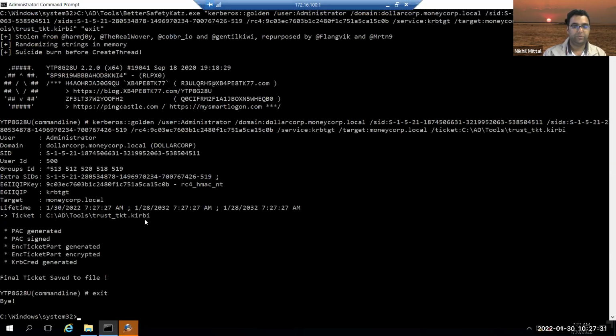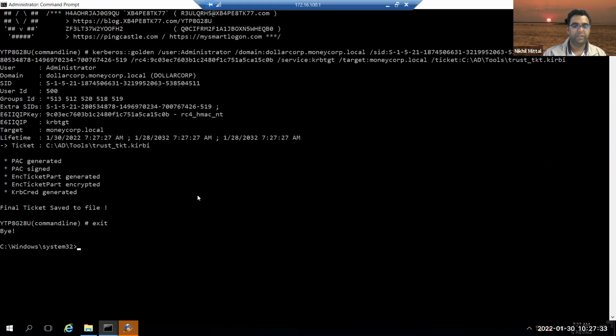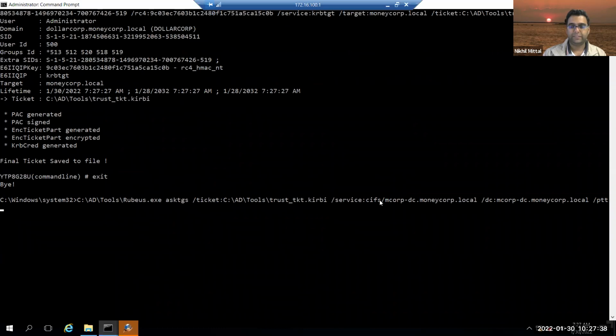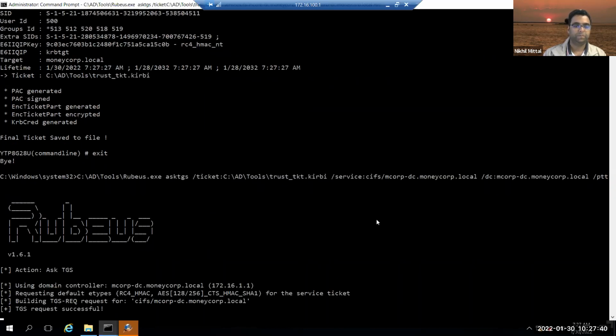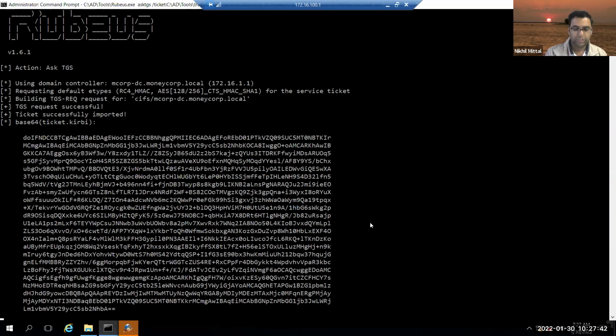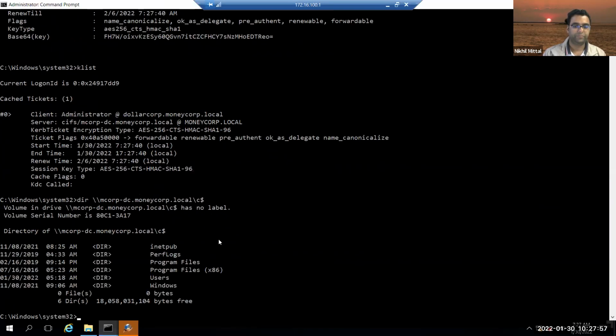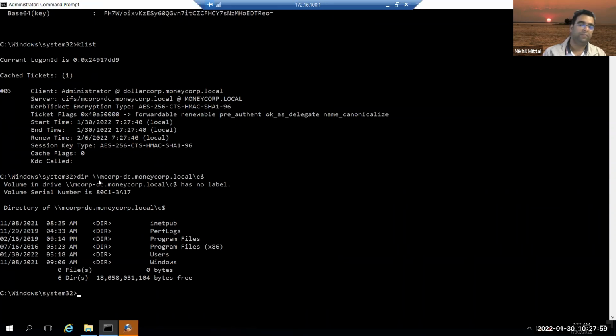So this saved the ticket to the trust_tkt.kirbi file. Let's use Rubeus to read that file and access CIFS on MCOP-DC. If I run klist now, you will see that we have a TGS as administrator for the CIFS service on MCOP-DC. So let's try to access that now. As you can see, we can actually go ahead and access the file system on the forest root now.